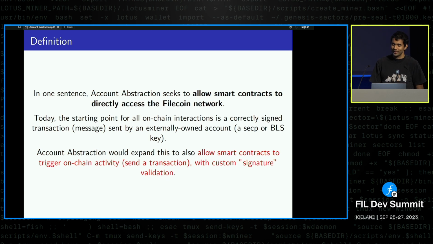Account abstraction would expand this to also allow smart contracts to trigger on-chain activity, so send a transaction with some custom signature validation. There needs to be some validity enforced because you need to be able to say, yes, this contract wanted to send this, and it's not someone pretending to be that contract. So there's some custom validation necessary, but that can be a lot more than simply validating a signature. In particular, it can be stateful if necessary, so it can involve the state of the contract in some sense, which is not the case today with EOAs that sign transactions.